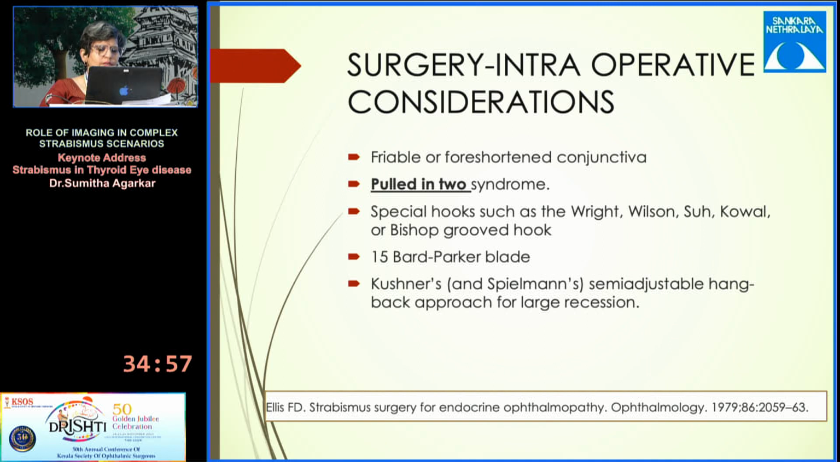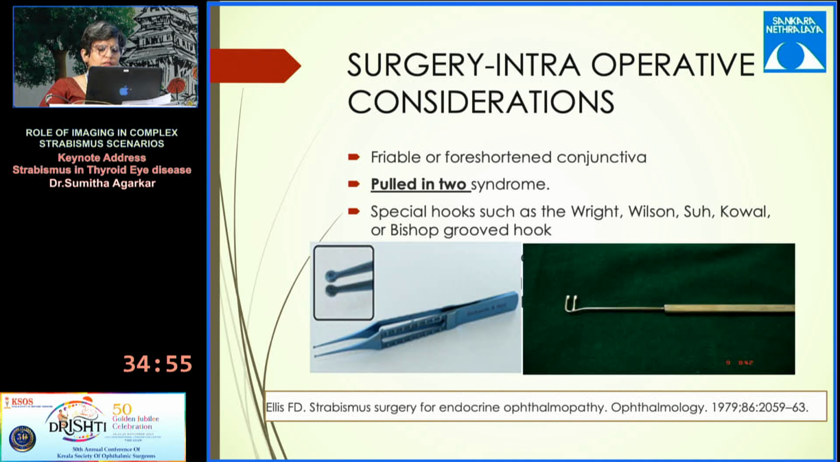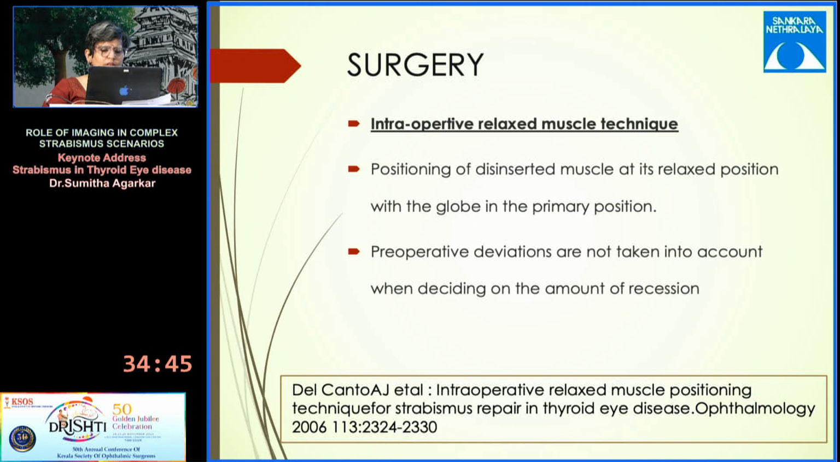So you need to have some special equipment like a double Kowal hook, or a forceps which has these kind of blunt edges to hold the conjunctiva, because conjunctiva is very friable. There is another technique which you use, the intraoperative relaxed muscle technique, to decide how much recession you should do, because in these cases your normal surgical nomograms don't apply.